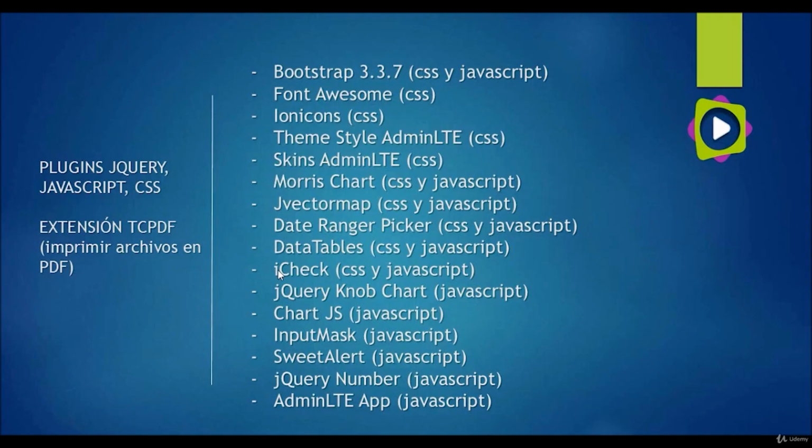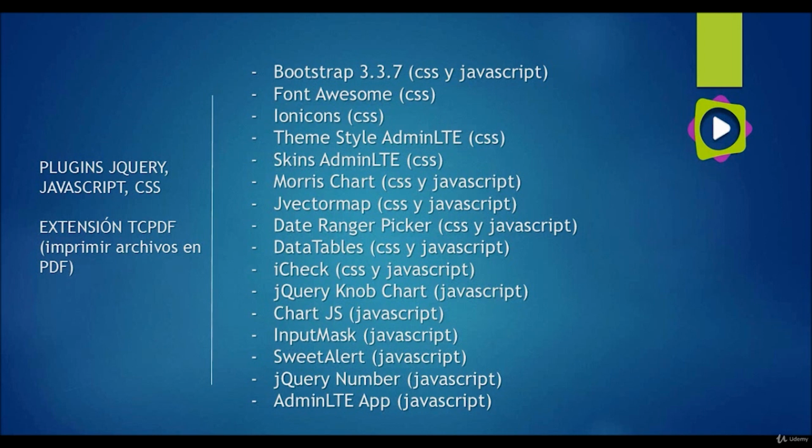We have the iCheck plugin for the checkboxes you saw before in the template for forms, that are very nice. We have jQuery Knob for charts and graphs. We have Chart.js also for graphics, and you only need to edit JavaScript files. Input mask to mask inputs. For example, a telephone input will let you type only numbers and a specific set of numbers, or the same for dates or whatever you want to do.